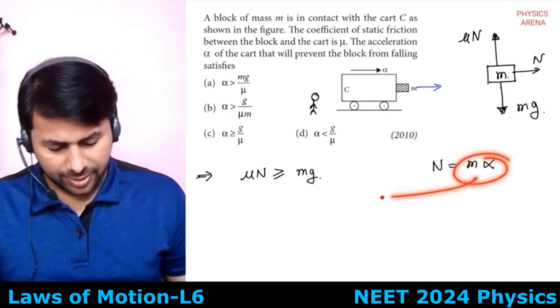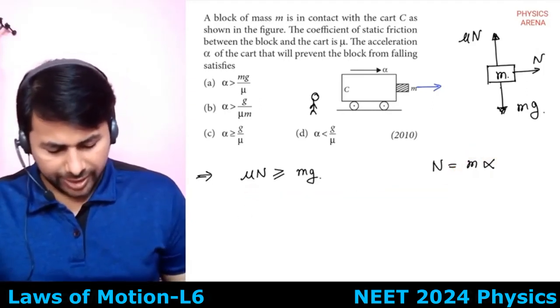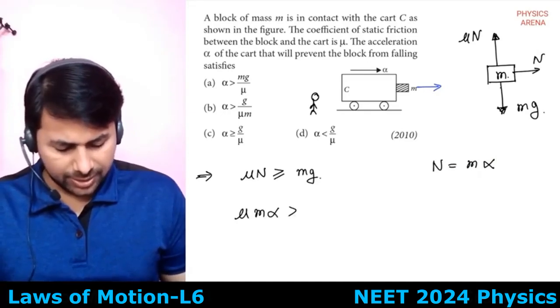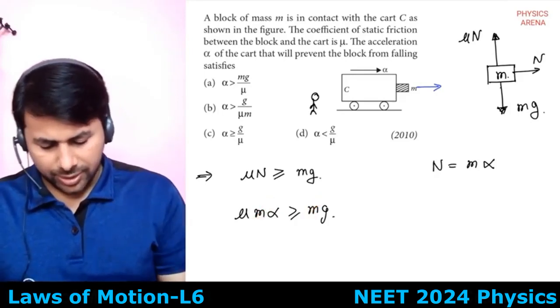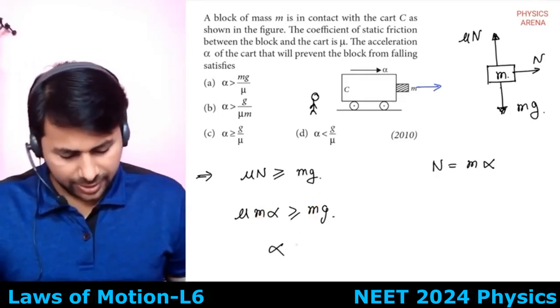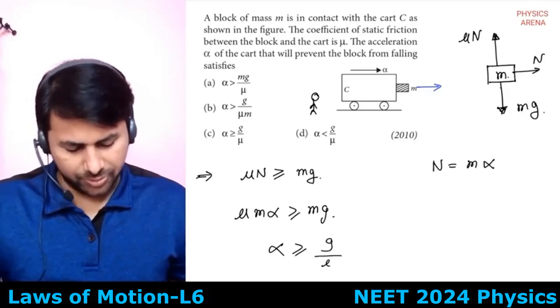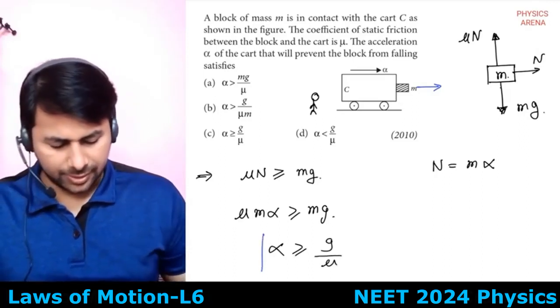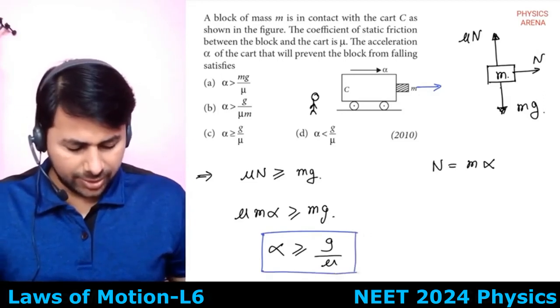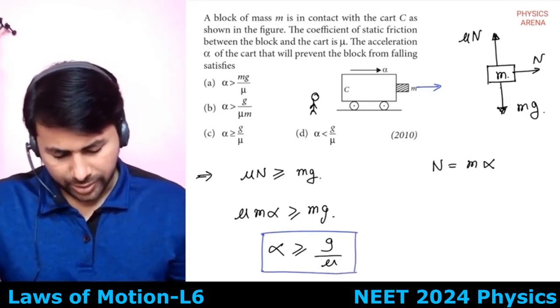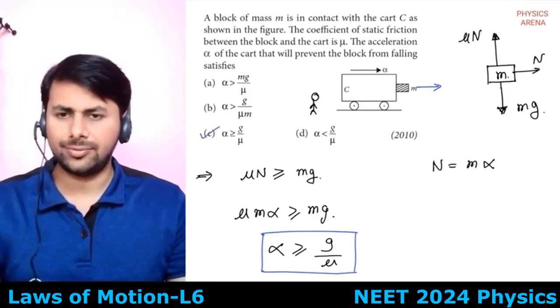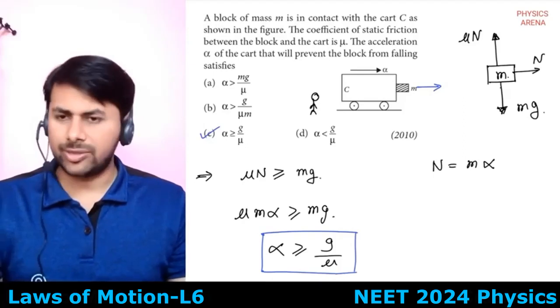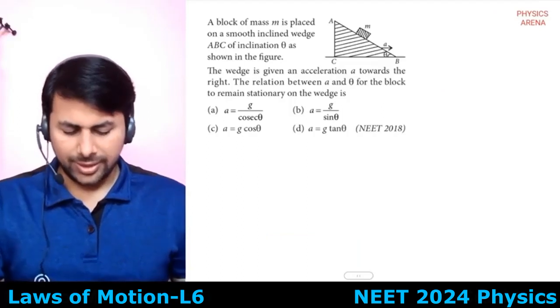So let's put that here. What do we get? We get mu times m times alpha is greater than or equal to mg. The m gets cancelled, so alpha is greater than or equal to g upon mu. This is the answer. So it's option C, right? Problem is simple. Let's see the next one.